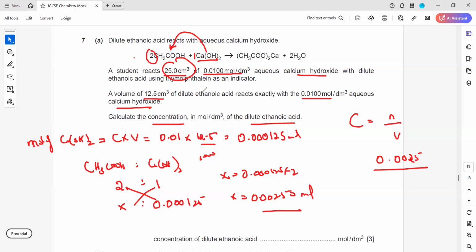Sorry, there's a small mistake in the first case. This should be the volume I should use, because that is the volume of calcium hydroxide. I thought 12.5 is the volume. No problem, but I have to explain: error carried forward. I will get the error carried forward. But 25 into 0.01 divided by 1000. What's the answer?